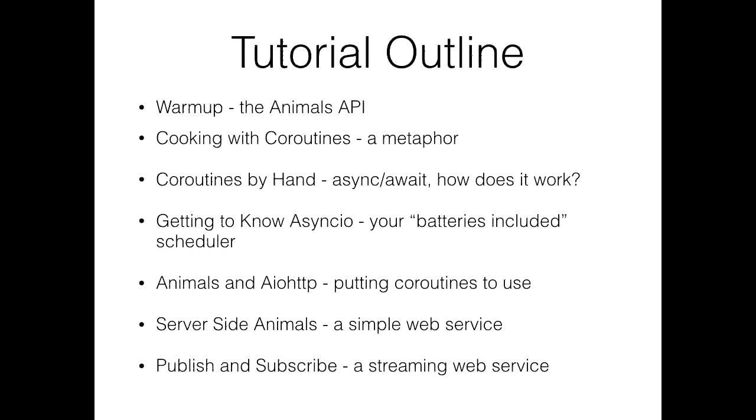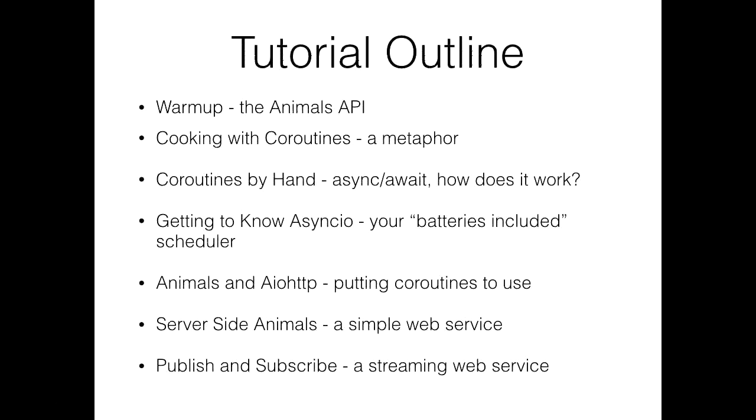So we'll do a little warm-up with something I call the Animals API, just to frame the example that we'll use to show how you can really use concurrency. And then I have a metaphor for concurrency. That part will be more like just a mini talk. I wanted to make it interactive where everyone would cook something, but I don't think the fire marshal would like that, and it'd be expensive too.